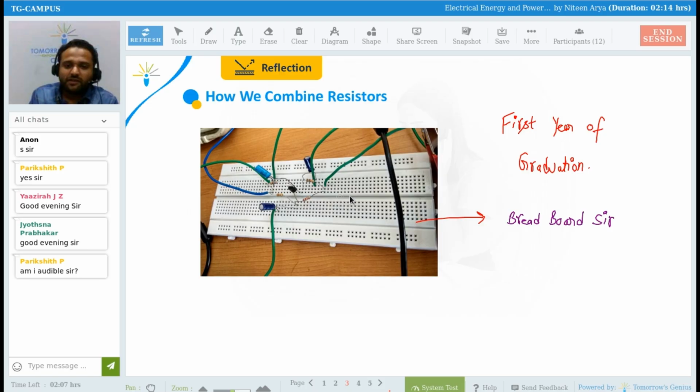Always important. Okay, breadboard is maybe because it has holes, like the holes in bread, obviously. We are going to connect the resistor, the capacitor, and make a small circuit to do the experimental thing and see whether whatever we are learning in a theoretical way is applicable or not. So, first year of graduation, science lab, or you can say experiment lab.